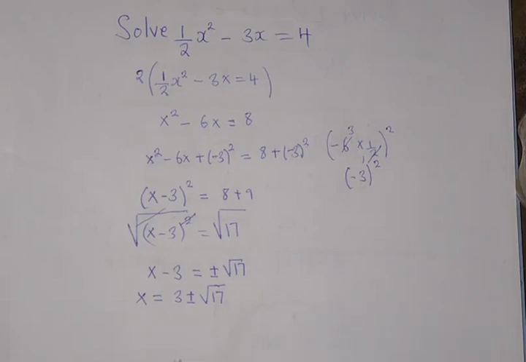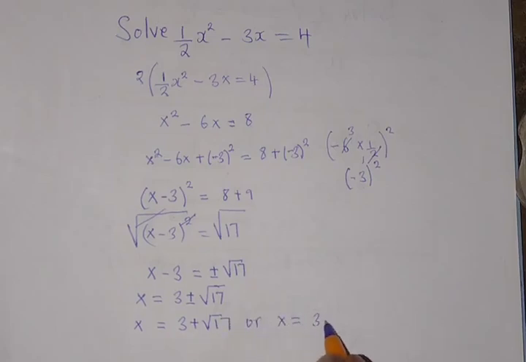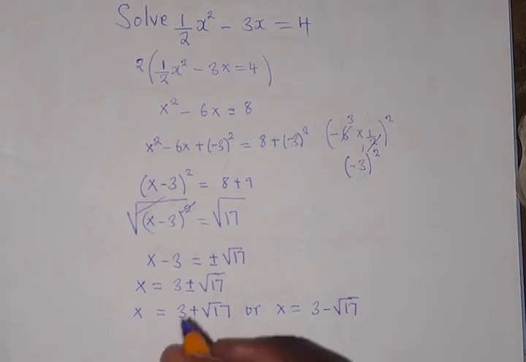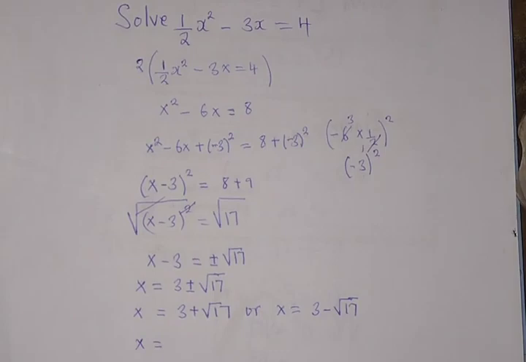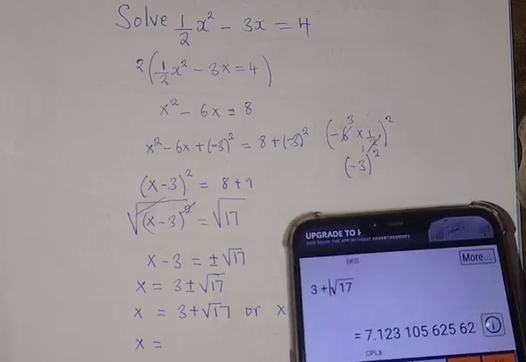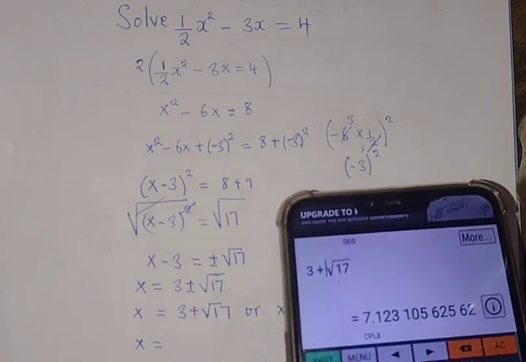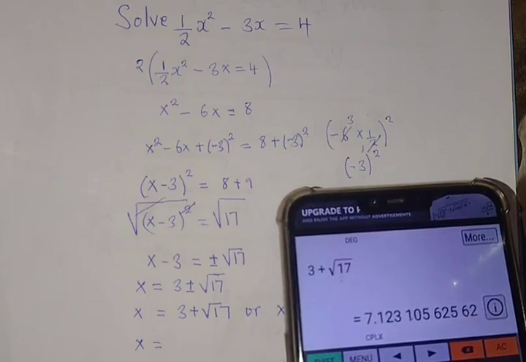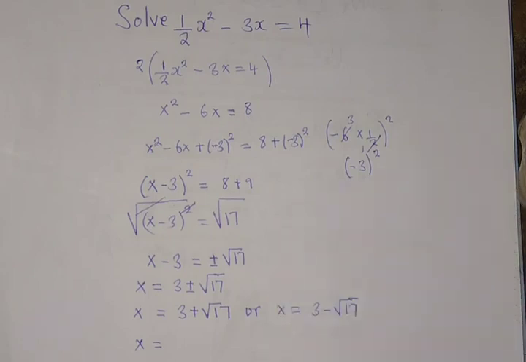Then from here we can just separate because we have the plus or minus. So you can say x is equal to 3 plus the square root of 17, or x is equal to 3 minus the square root of what? 17. Then from here we can write x is equal to, so I can just punch on the calculator 3 plus the square root of 17. So this will give us 7.12. Let's just leave our answer correct to 3 significant figures, or correct to 2 decimal places.